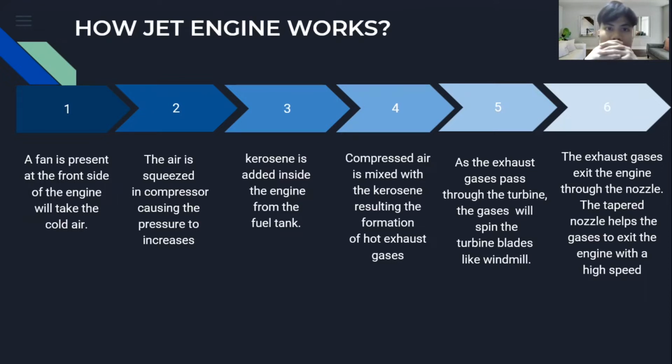The fourth step, the compressed air inside the combustion chamber is mixed with the kerosene, resulting in the formation of hot exhaust gas. The fifth one, the exhaust gas will pass through the turbine blades, which makes the turbine blades spin like a windmill. As the energy conservation principle says, when one form of energy is converted into another, the turbine blade will gain energy while the exhaust gas will lose energy by cooling down.